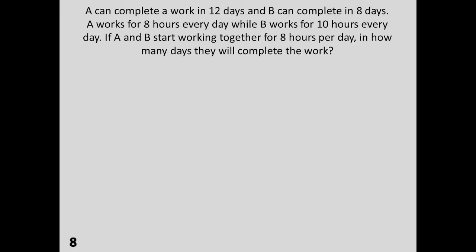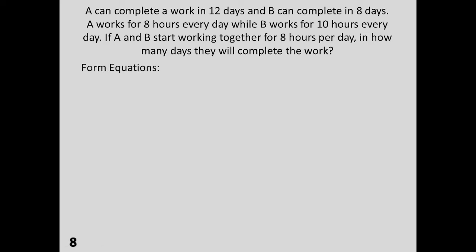Question 8. A can complete a work in 12 days and B can complete it in 8 days. A works for 8 hours every day while B works for 10 hours every day. If A and B start working together for 8 hours per day, in how many days will they complete the work? Now forming equations is like this.